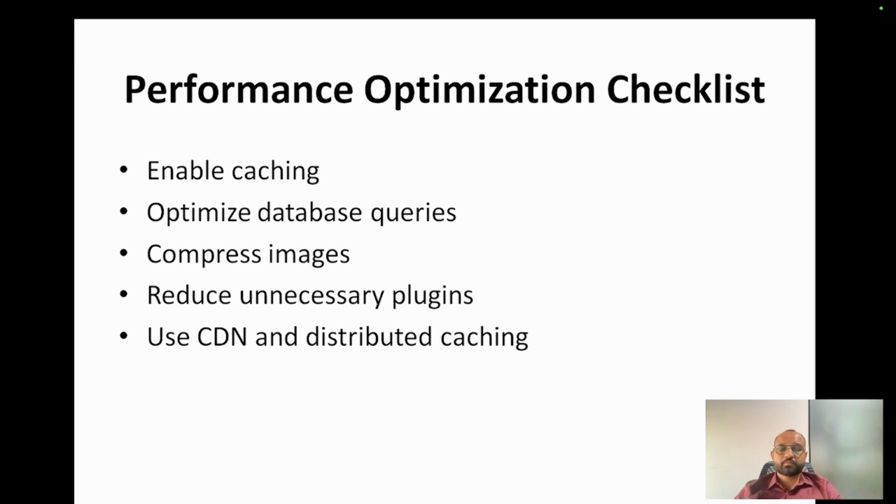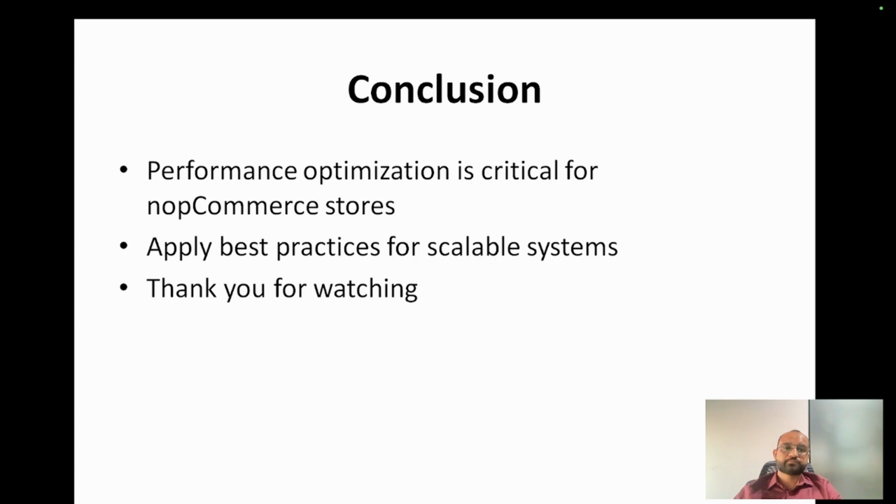If your plugins are not useful, like showing data on the home page that is always loading but is not useful, you need to reduce them: uninstall the plugins, and whatever can be uninstalled, you can perform that. Use the CDN and distributed caching. That is also the most important. Once you are using the CDN, all your images, JavaScript and CSS will load from the CDN, and your performance will be very optimized.